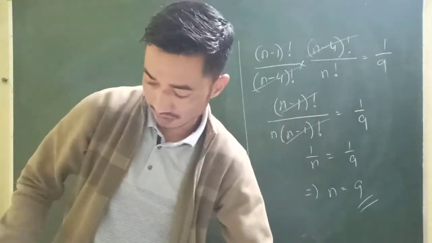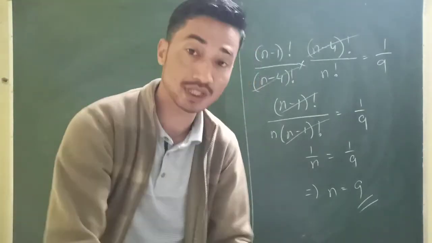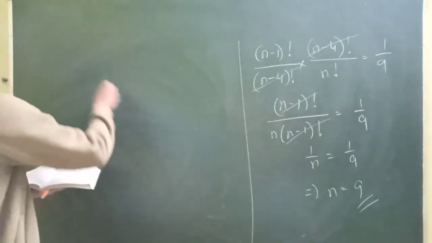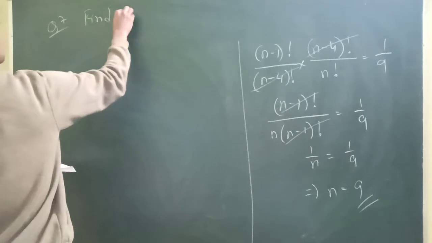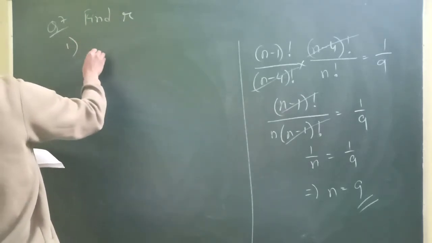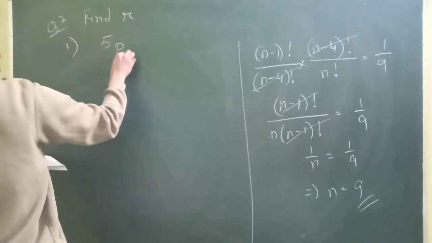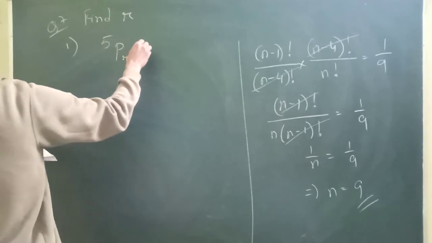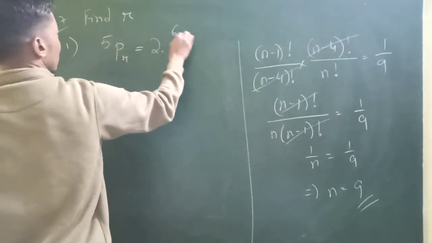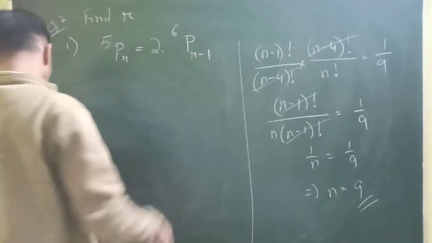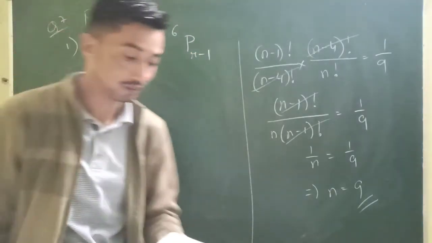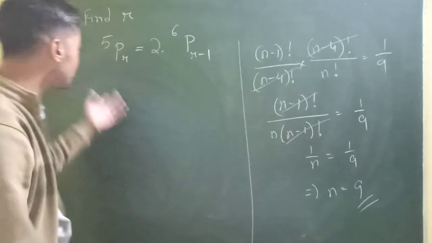Let's say one more question from 7. Find r. If 5Pr is supposed to be equal to twice of 6P(r minus 1). Be careful, be careful, be careful here, okay?